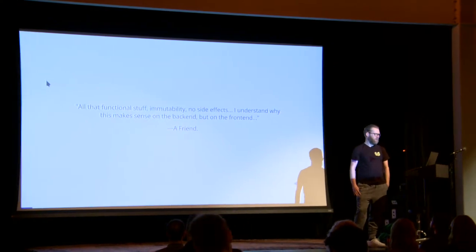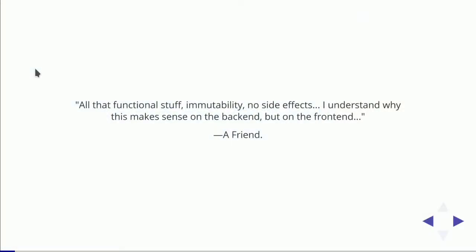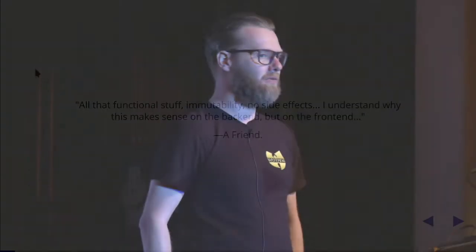The inspiration for this presentation comes from a comment that a good friend of mine once made when I told him that I decided to use ClojureScript, again ClojureScript, I'm sorry, as the language for the Of Course front-end application. While I cannot remember his exact words, it was something along the lines of: all that functional stuff, immutability, no side effects, I understand why this makes sense on the back end, but on the front end?